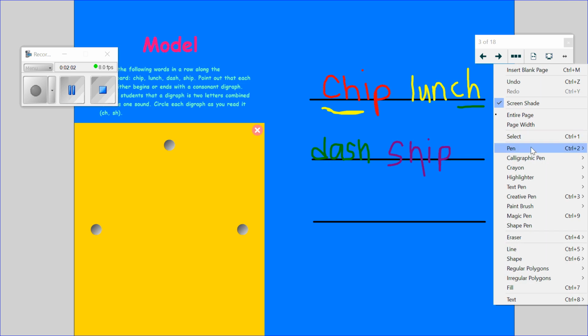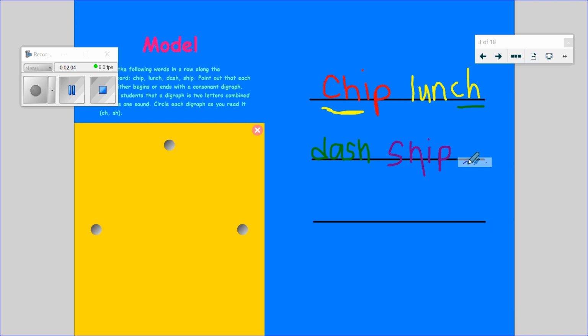Let's look at our next word. Our next word is dash. Dash. I hear sh. SH says sh. So is the sh in dash at the beginning or at the end of the word? If you said at the end of the word, you're right. That's a final blend, a final digraph blend.